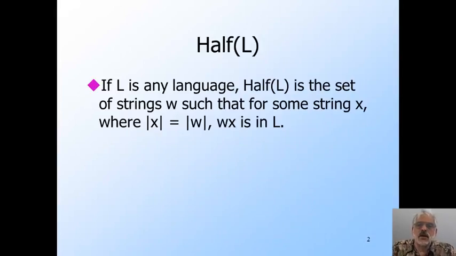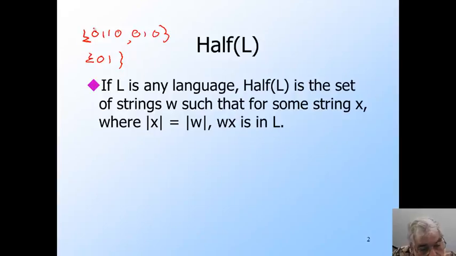Recall that half of language L is the set of first halves of the strings in L. So if L is the two strings, say 0110 and 010, then half of L is just the set containing 01. The reason is that for the string 0110, the first half is 01, and for the other string, 010, it's of odd length, so it has no first half.